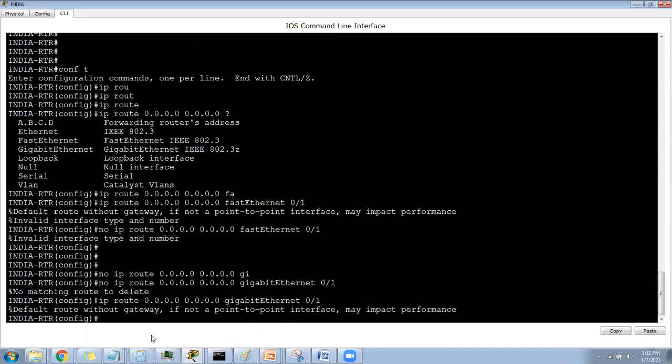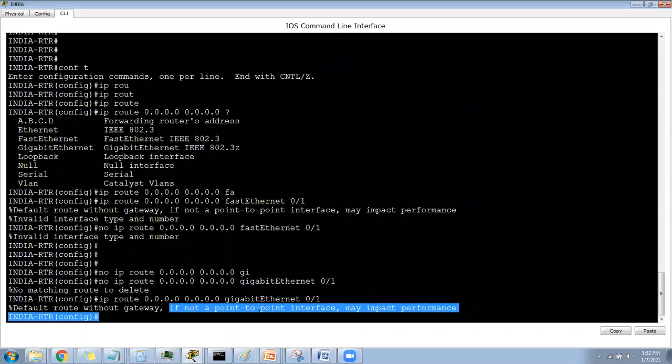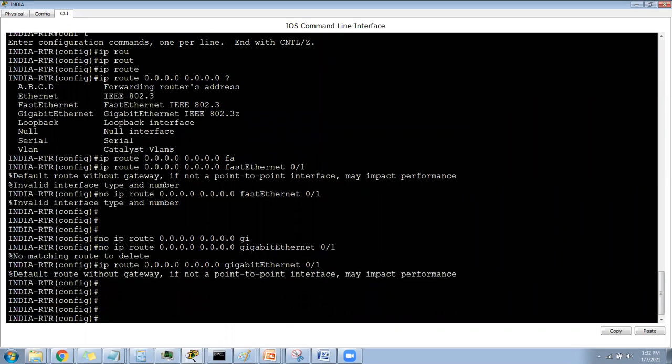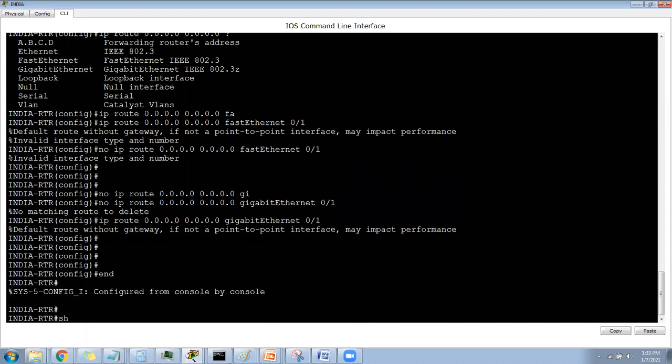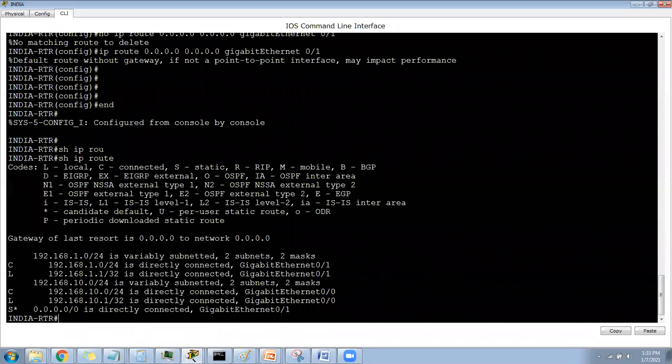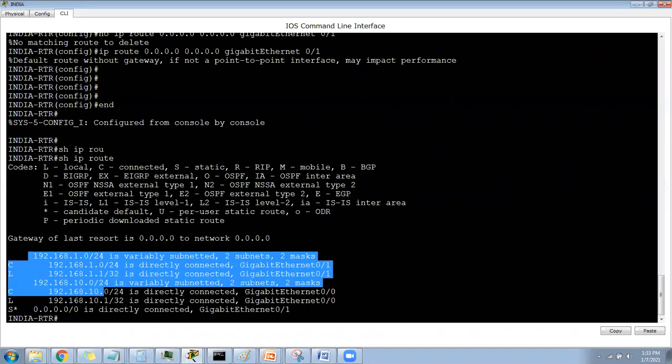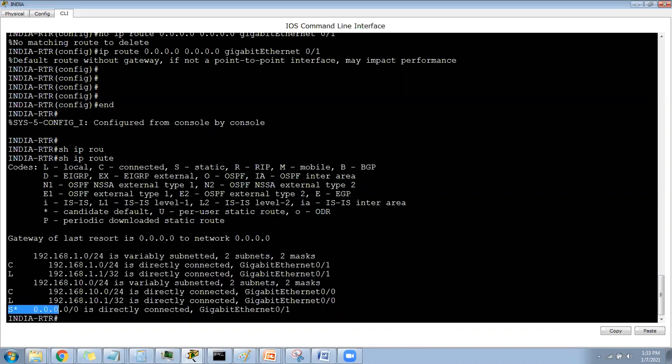Exit interface, so default route without a gateway. It gives the error that a point-to-point interface may impact performance, so always prefer a gateway. But we can still see show ip route. Can you see the S? It's saying directly connected to this one. So whenever an unknown packet for 192.168.20.10 arrives, the first router checks whether it is in the routing table. No. Then it reaches the default, the least preferred route, S*, and passes it to GigabitEthernet 0/1, so another router will take care of that.